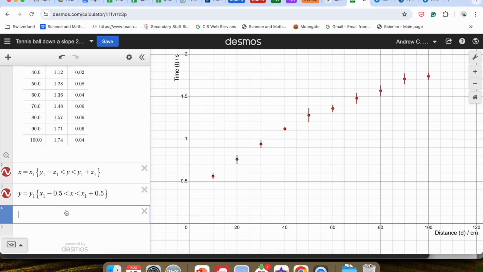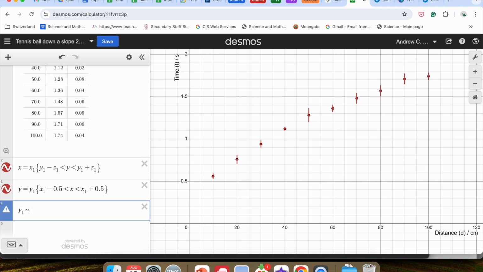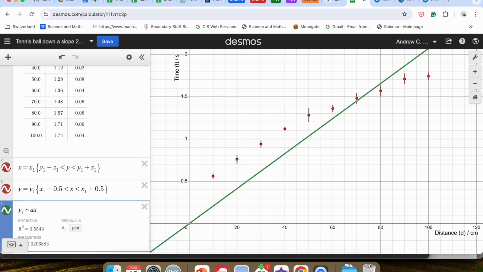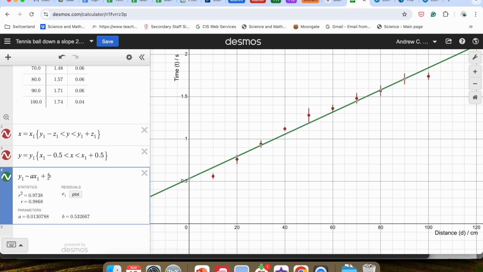So in Desmos, we write y1, our dependent variable, and then tilde, use that wavy line symbol, and then we write ax1 plus b. So we simply input the equation of a straight line in this way, and then Desmos produces the best fit straight line describing that data. So in this context of modeling, the a and the b, the constants here, are called parameters, the slope and the y-intercept, and Desmos gives us the values of those.